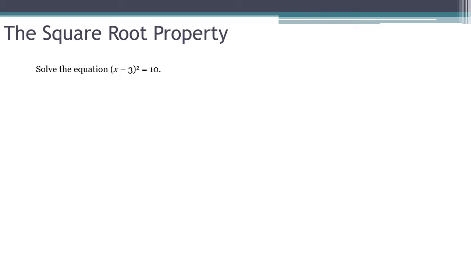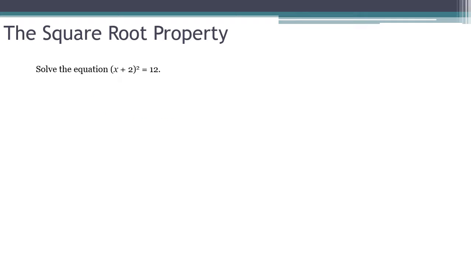All right, so let's see how this works. I've got this situation here. You notice I have something squared on the left side and a number on the right side. So our square root property says this is the same as x minus 3 equals plus or minus the square root of 10. Now we're home free. Add 3 to both sides. X equals 3 plus or minus the square root of 10. And it's that simple. There's our answer, and we're done.